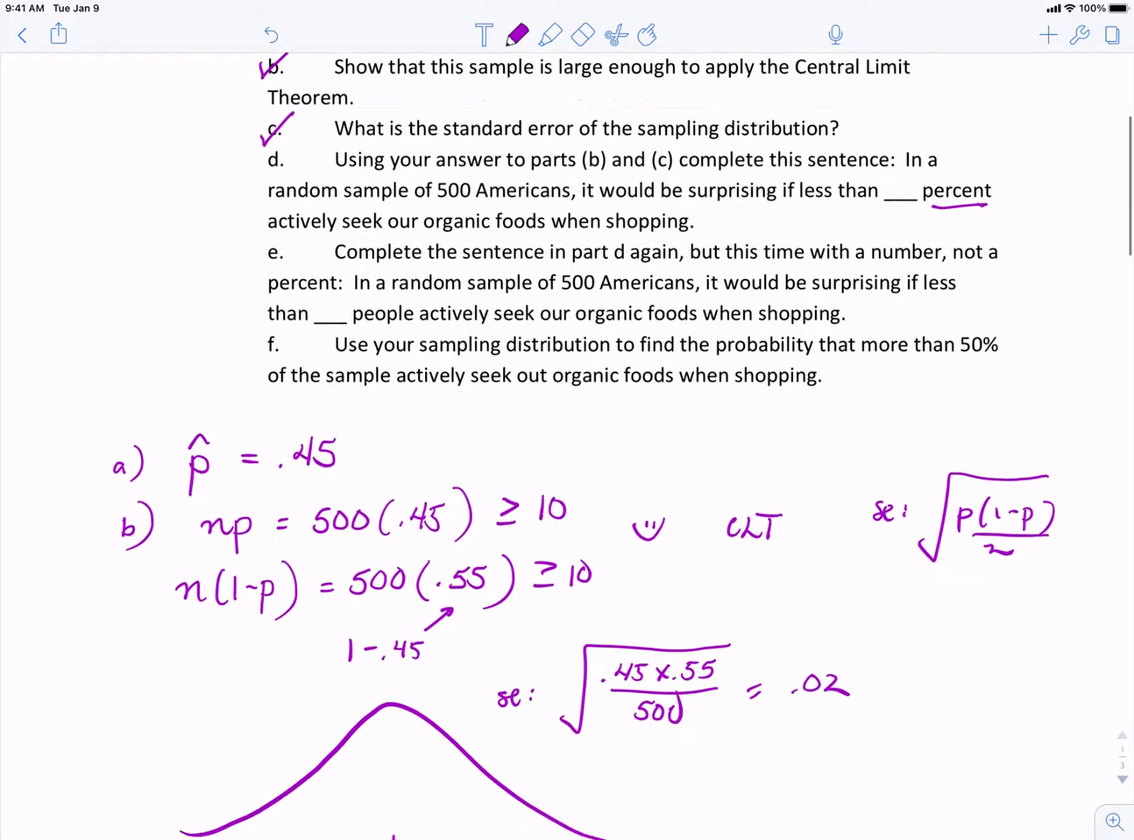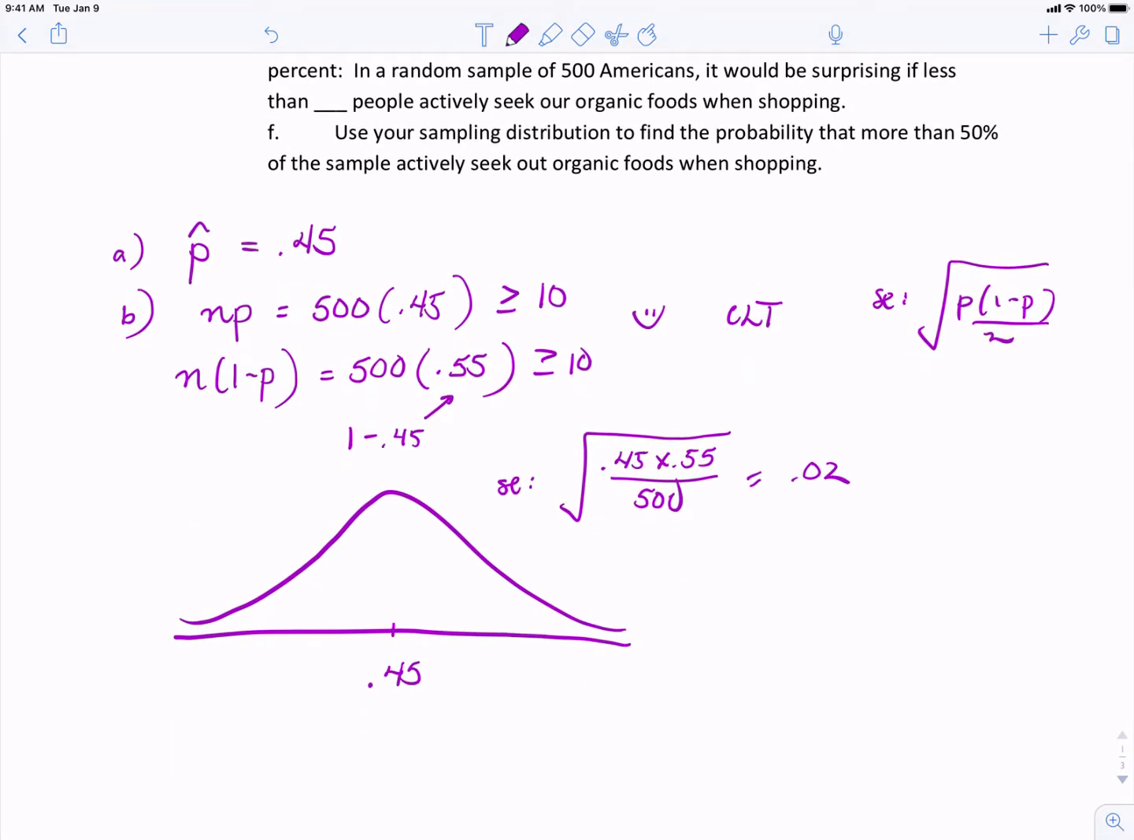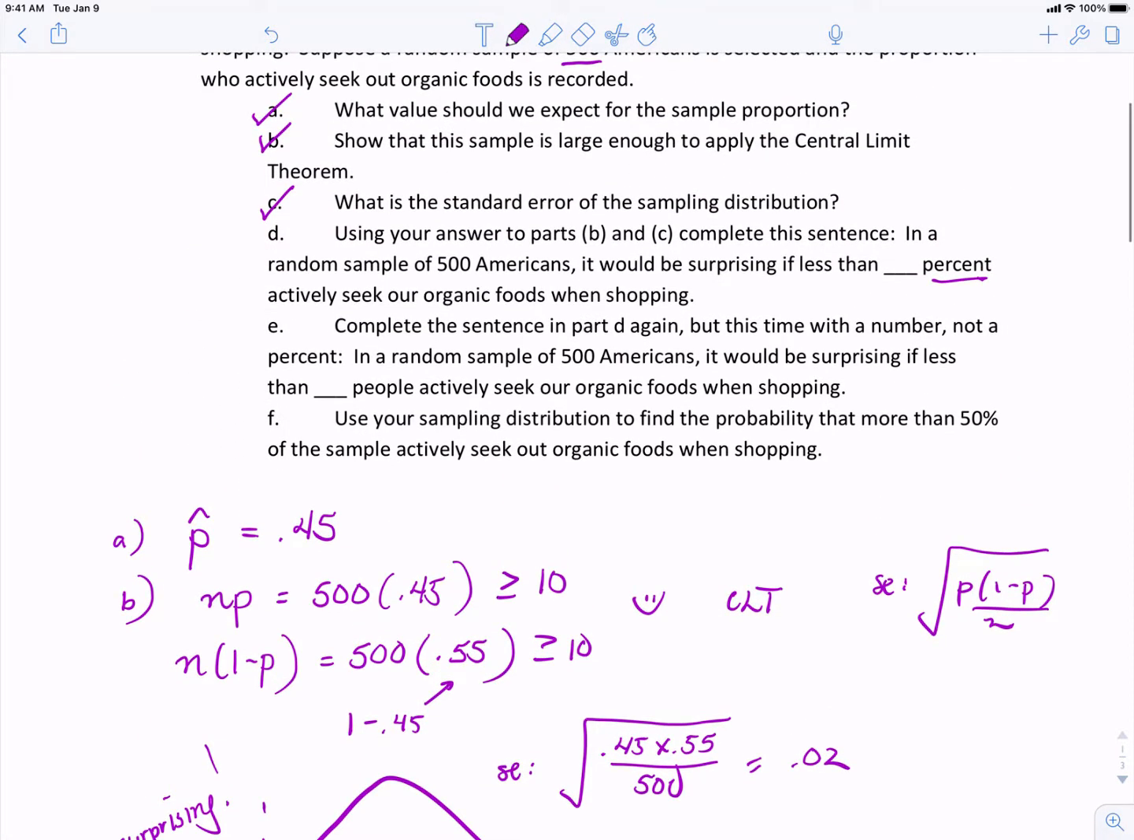Well, remember that whenever we have a normal distribution, it's surprising if you're more than 2 standard errors from your mean. So this area here would be surprisingly low, and then there would be a matching one on the other side that would be surprisingly high. So this number here would be 0.45 minus 2 standard errors, or in other words, 0.41. So it would be surprising if less than 41% actively seek out organic foods when shopping.